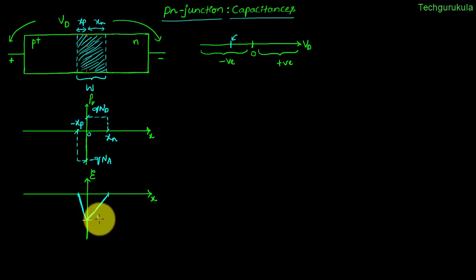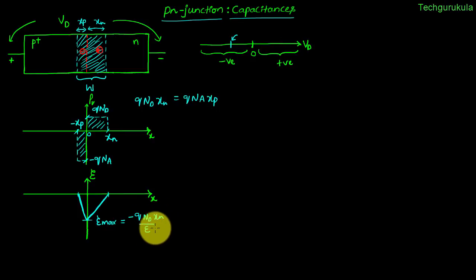Electric field, we have maximum electric field right at the metallurgical junction, which is directed from N side to P side because the charge on N side is positive and charge on P side in the depletion region is negative. So electric field is pointed from positive to negative. This area should be equal to this area, where we can write the equation to be q Nd times Xn should be equal to q Na times Xp. And we know that Emax is actually given by minus q Nd Xn over epsilon. And of course, we can replace this Nd Xn by Na Xp as well.